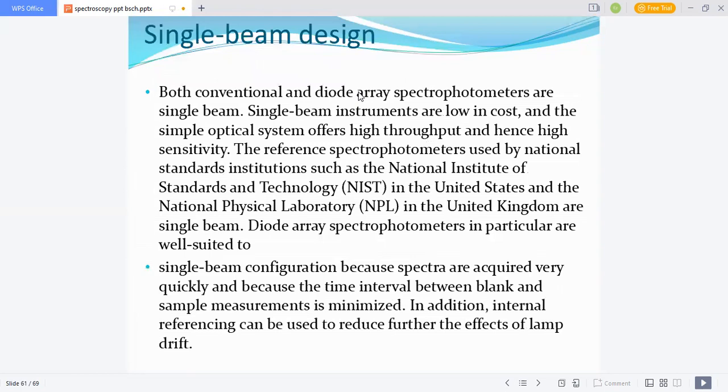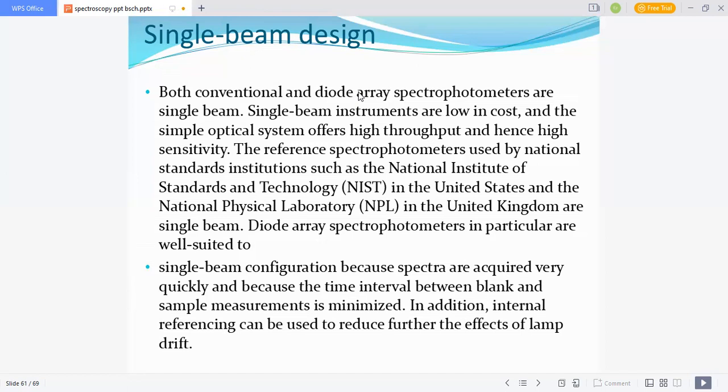Single beam. Both conventional and diode array spectrophotometers can be single beam. Single beam instruments are low in cost and have high optical throughput and high sensitivity. Rapid spectrophotometers used by national standards institutes, such as the National Institute of Standards and Technology in the United States and the National Physical Laboratory in the United Kingdom, are single beam.